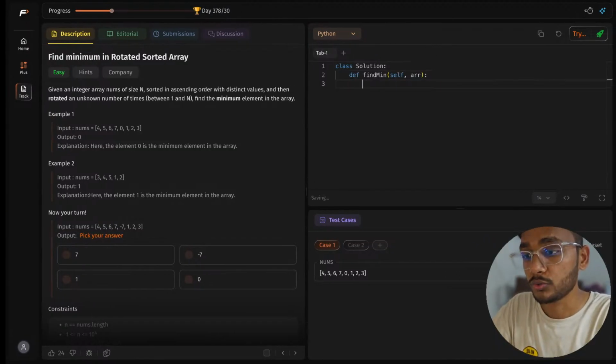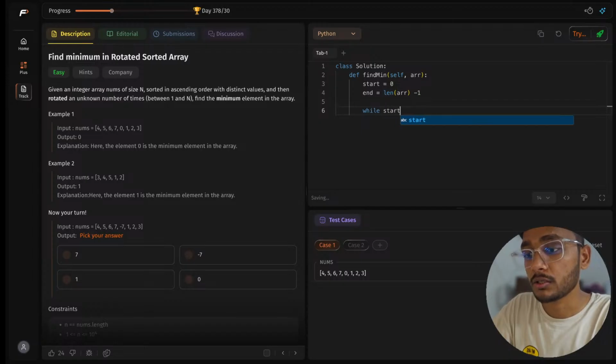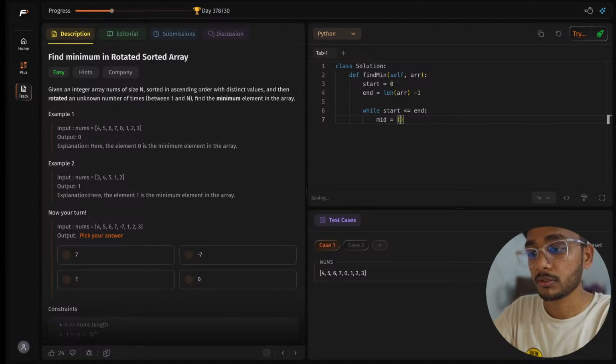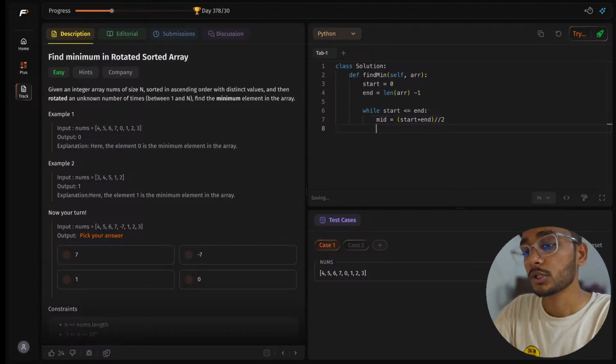So you can say start equals 0, end equals len of array minus 1, and while start is less than or equal to end, mid will be nothing but start plus end divided by 2. So now we got the number, and let me say answer.